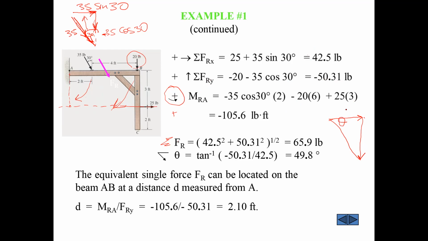So it is 42.5 here, and it is 50.3 here. So from that, we say that tan is really equal to the opposite, which is 50.31, divided by the adjacent, 42.5. And you take the tan inverse and you get 49.8. So that is how it goes. That's the direction.